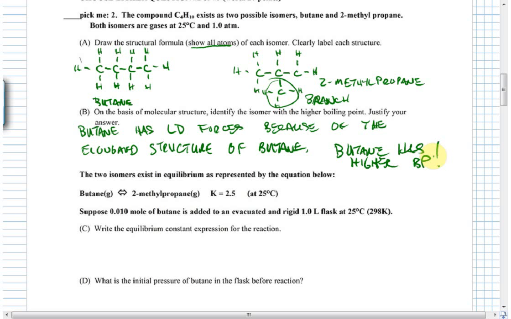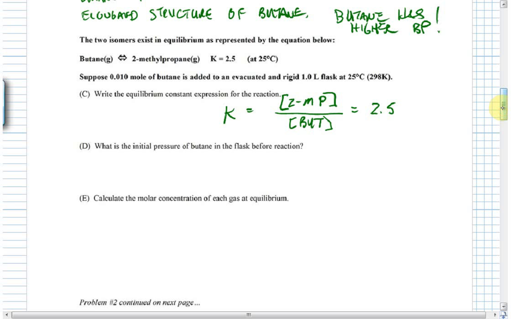All right, so we're given an equilibrium, butane isomer in equilibrium with the methylpropane isomer. We're given the equilibrium constant at 25 degrees C. It says write the equilibrium constant expression. That's going to be equal to the concentration of the 2-methylpropane, that abbreviation would have been fine, divided by the concentration of the butane at equilibrium. At equilibrium, that ratio will equal 2.5. Again, remember, equilibrium constants we're treating as unitless quantities.